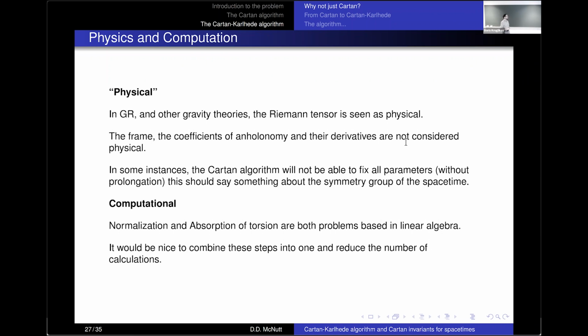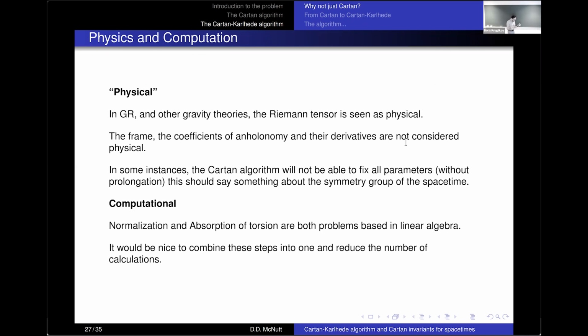Now, the other one is computational, which was maybe more important for me when I was in grad school. When I was working on this, normalization and absorption of torsion are generally linear algebra problems. They are calculation intensive. I am a fan of linear algebra, but I also know that I would like to minimize how much linear algebra I have to do in a day. It would be nice if we could combine these steps into one and reduce the number of calculations.